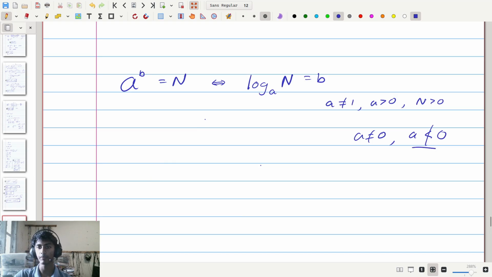How about the other one? Why can a not be negative? Well, let's try to think about this. Negative 2 squared is equal to 4. This is alright. So that means log base negative 2 of 4 is equal to 2. All well and good, right? This seems like it works. It seems like there's nothing wrong here.